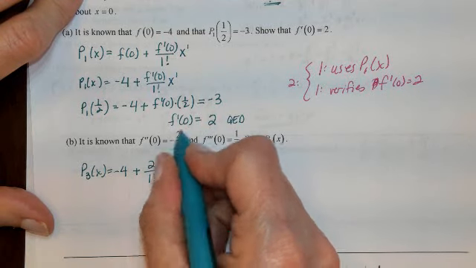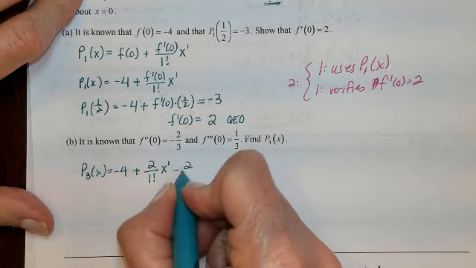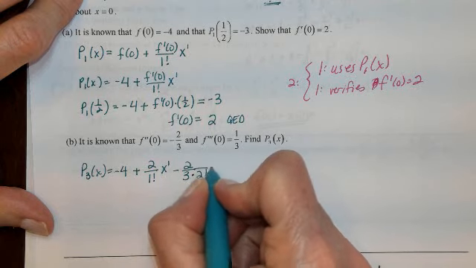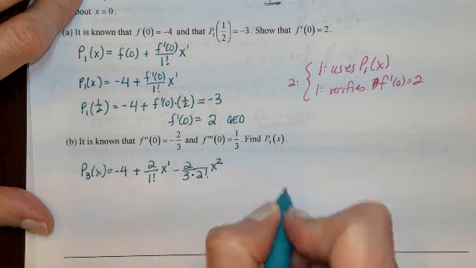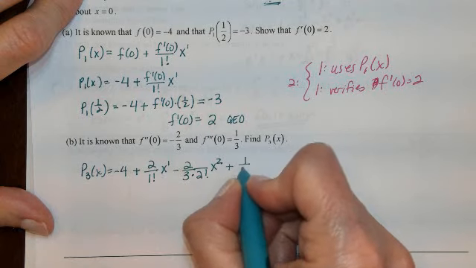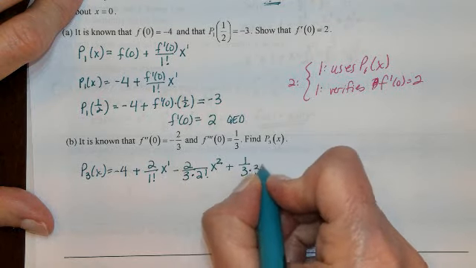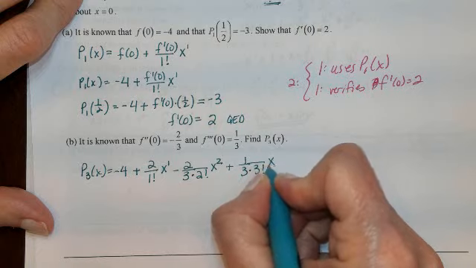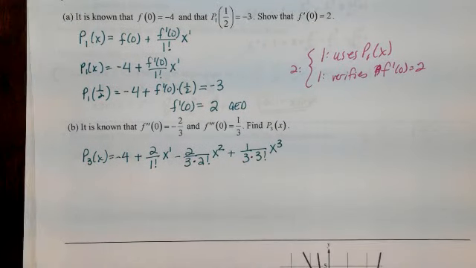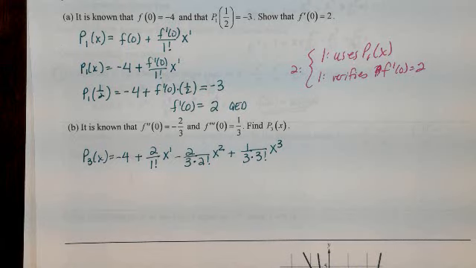Plus -2/3 divided by 2 factorial x squared plus 1/3 divided by 3 factorial x cubed, and that is the third degree Taylor. And we can totally say stop there. We don't have to simplify.